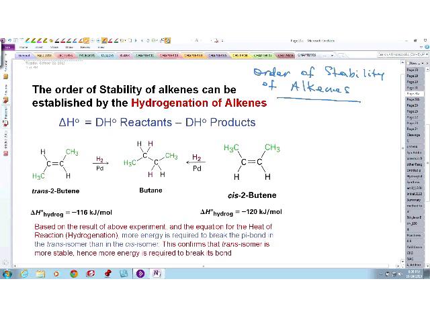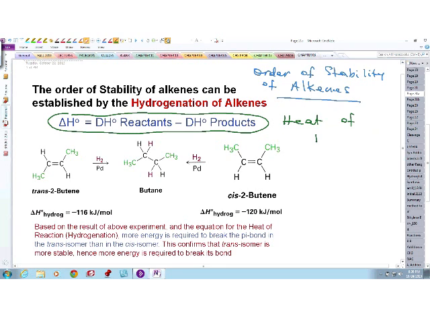Now if you take a look at this, what we try to do here, this experiment here is measuring the heat of reaction of an hydrogenation process. Okay? Instead of calling it heat of reaction, we could also refer to it as heat of hydrogenation.